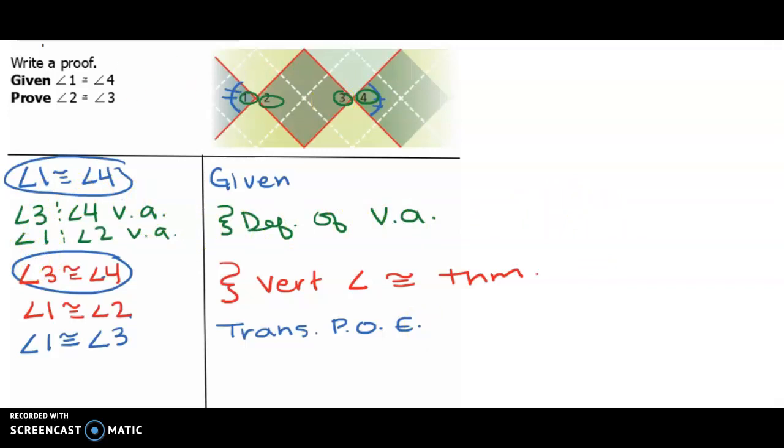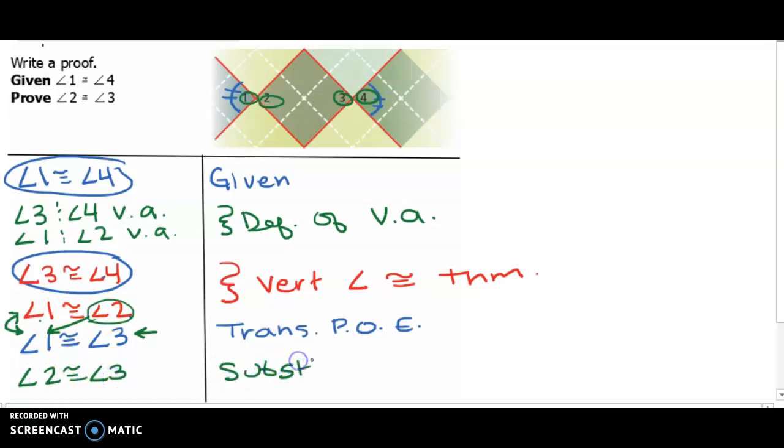Now, if I look at these two here, I'm going to rewrite this using substitution. Okay, so angle 1 is congruent to angle 3, but angle 1 is also congruent to angle 2. So I'm going to substitute this angle 2 in for angle 1. I can do that since these are the same. So I could do angle 2 is congruent to angle 3 by the substitution property of congruence. We're using a congruent sign, not an equality sign. And this is the final result that I wanted.